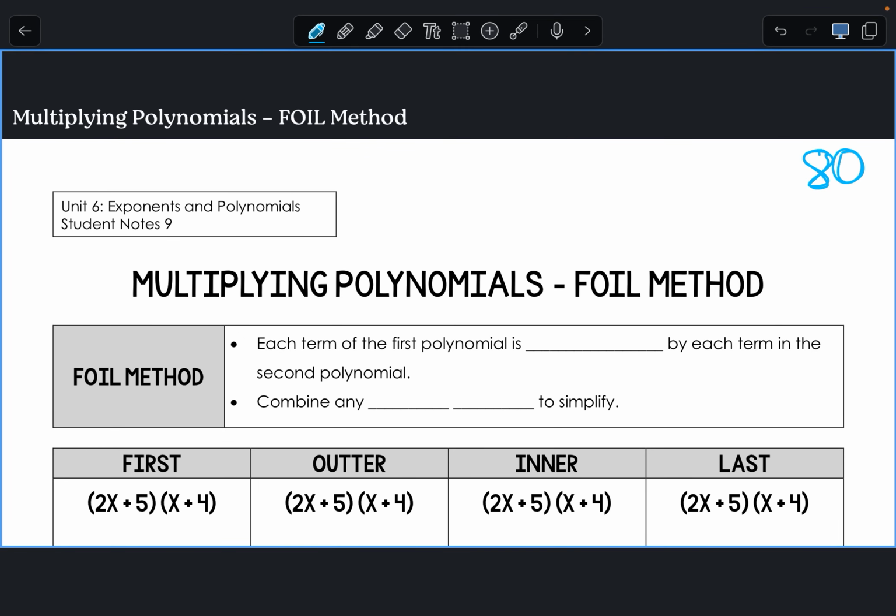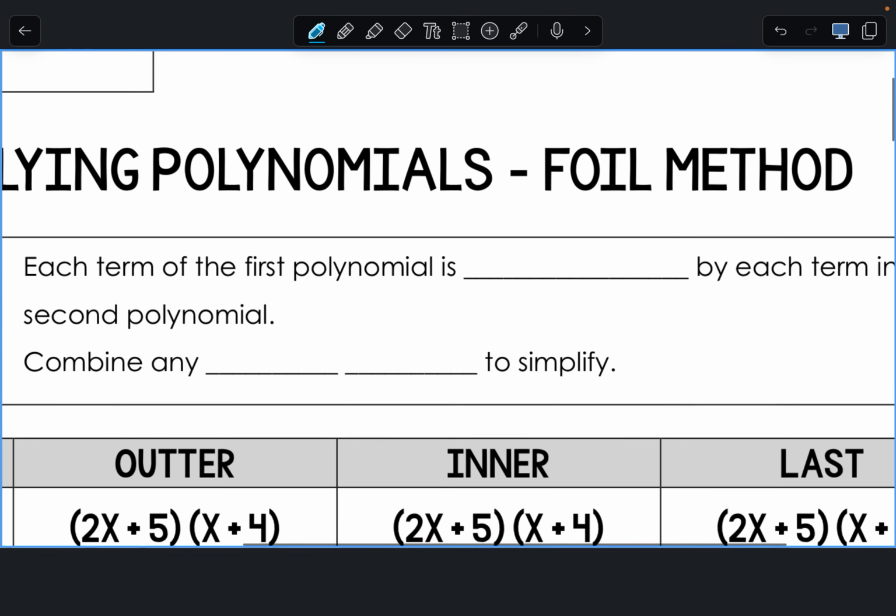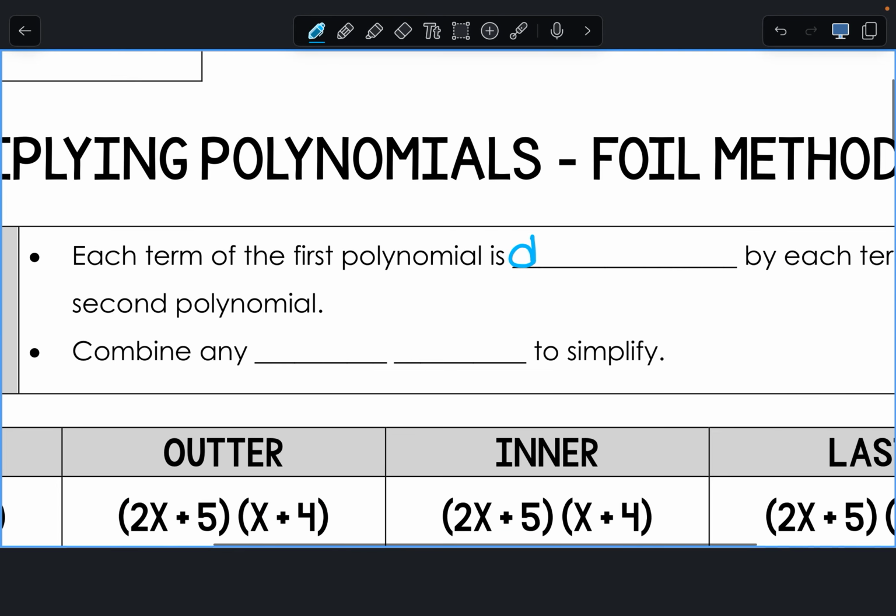Each term of the first polynomial is going to be distributed. What does it mean to distribute? Multiply, hence the title, multiplying polynomials. So it's going to be distributed by each term in the second polynomial, and combine any like terms afterwards.